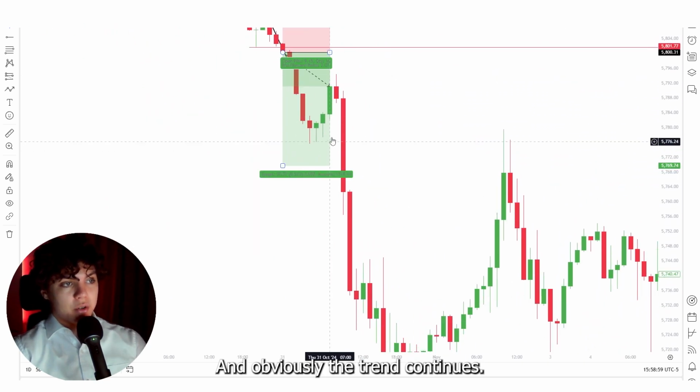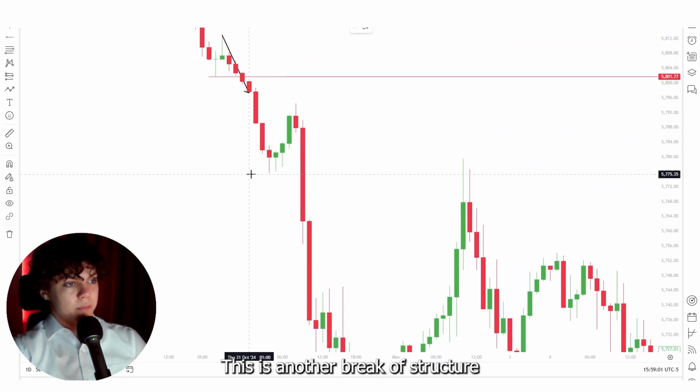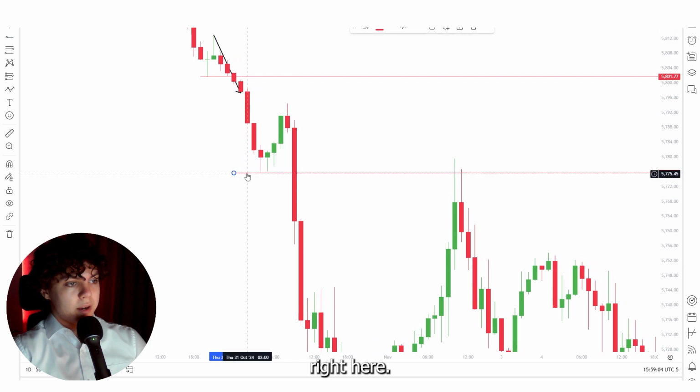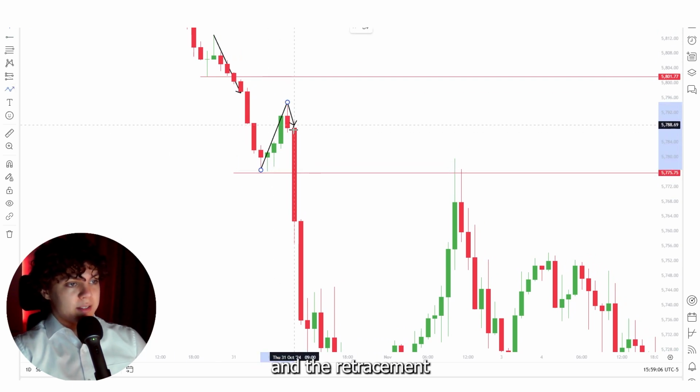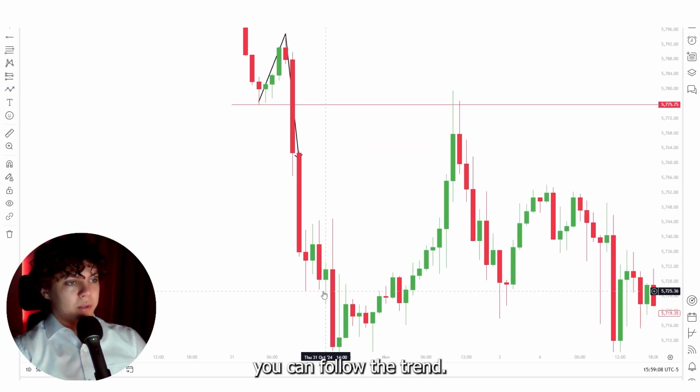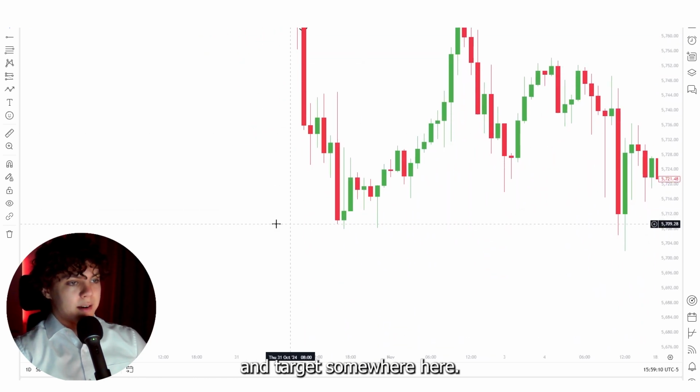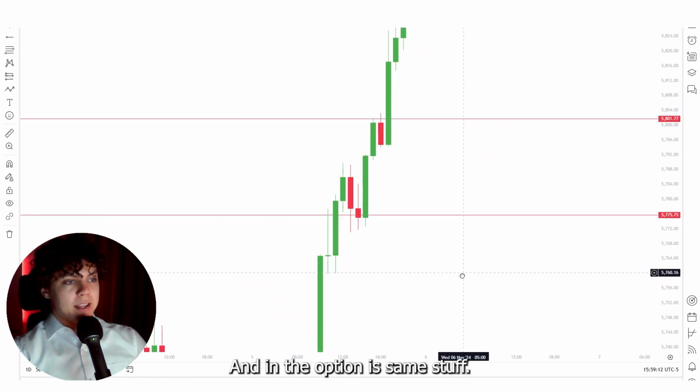And obviously the trend continues. This is the same thing. Look at this. This is another break of structure right here because this is a lower low and retracement, and this breaks structure. You're gonna follow the trend. You can enter right here and target somewhere here. Simple as that. And in the uptrend, the same stuff.